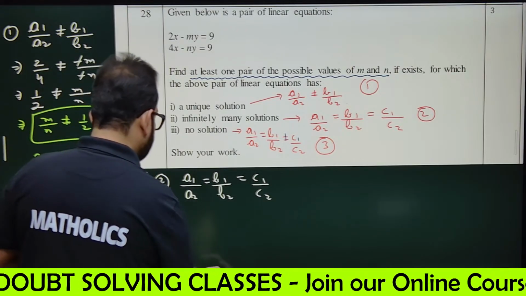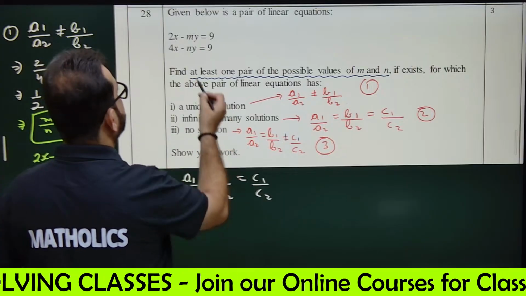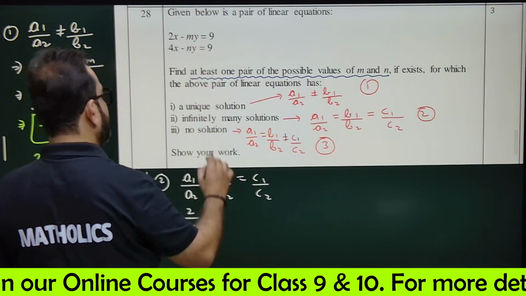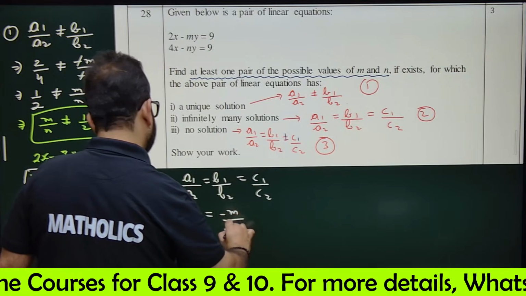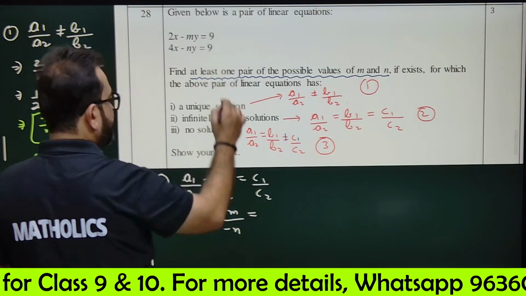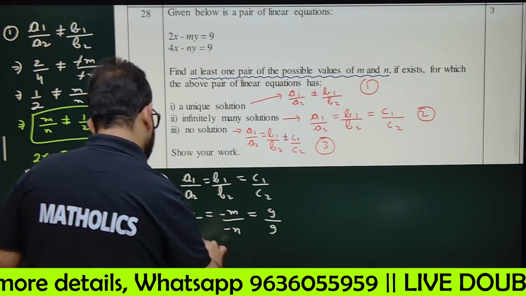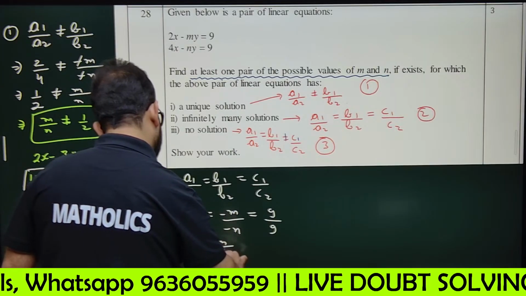See, what to do now? A1 upon A2 would mean 2 by 4. B1 upon B2 would mean minus M by minus N. C1 upon C2 would mean 9 by 9. That means 1 by 2 equals M upon N equals 1.